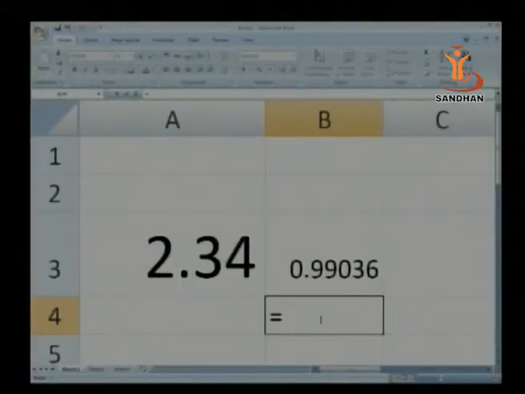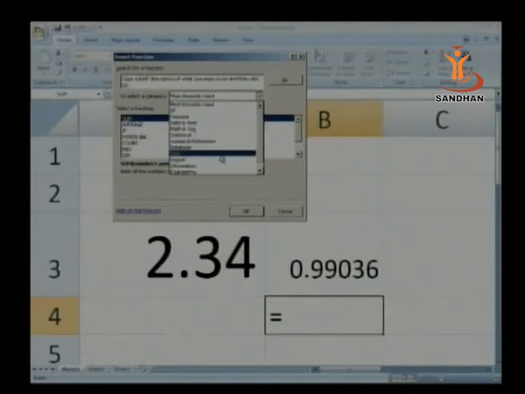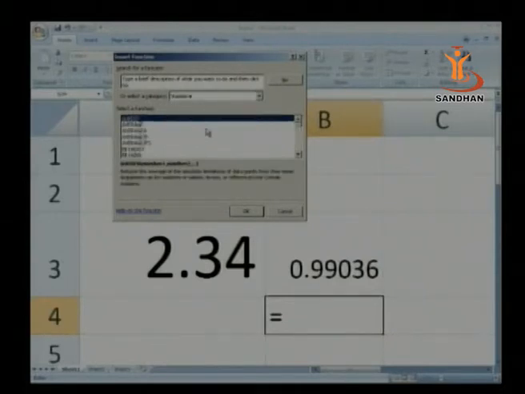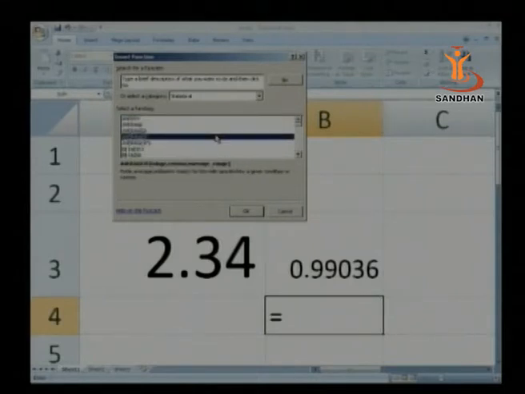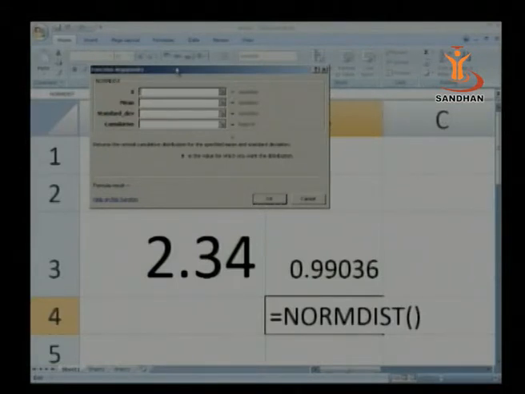You can also calculate the same, again starting with equal to, click here fx. Fx is a function. So you can see this dialog box. In this dialog box, just select statistical function. Here there is a statistical function, right? And now press N and select NORMDIST. Now click on OK. So you will have this type of dialog box.